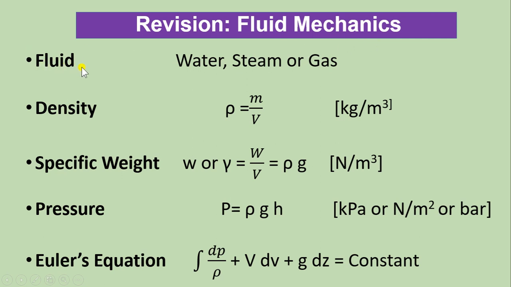Let us revise about fluid mechanics. We know fluid is a working substance used in turbines. For example, in water turbine as a water, steam turbine as a steam, and gas turbine as a gas. So formulas for density, that is rho, unit, specific weight, pressure, Euler's equation, that is summation of pressure head, velocity head, and potential head, is constant.